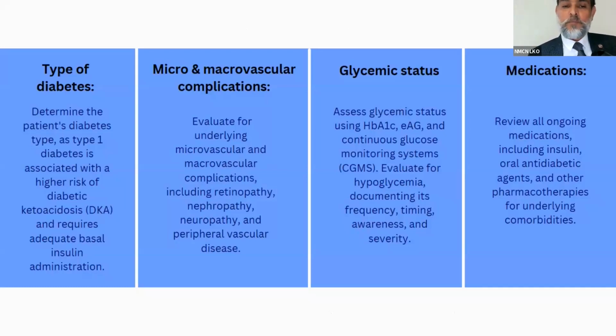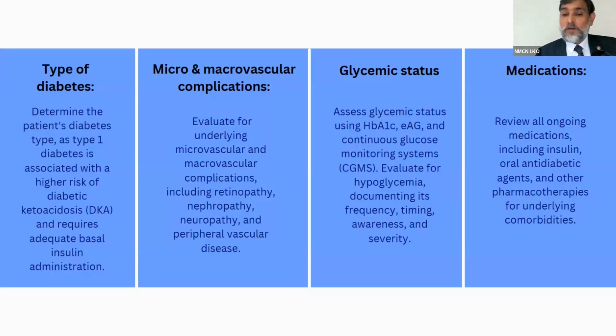Micro and macrovascular complications: evaluate for underlying microvascular and macrovascular complications, including retinopathy. Every patient's fundus has to be examined. Neuropathy, nephropathy, and peripheral vascular disease assessment is required. Glycemic status: we have to check HbA1c, eAG, and the continuous glucose monitoring system.